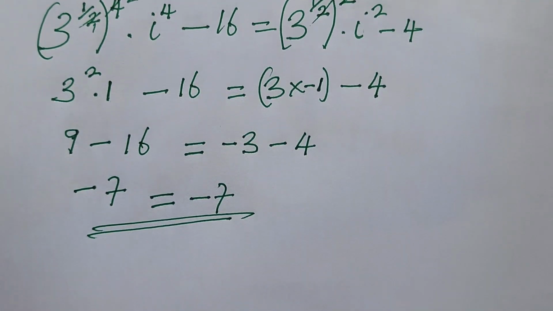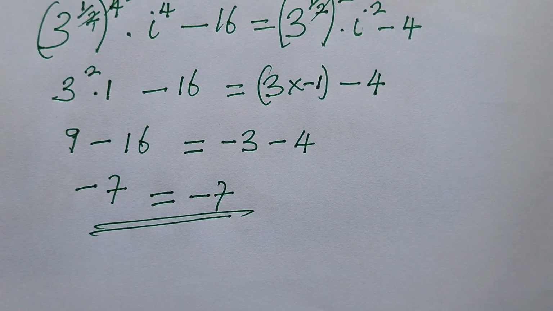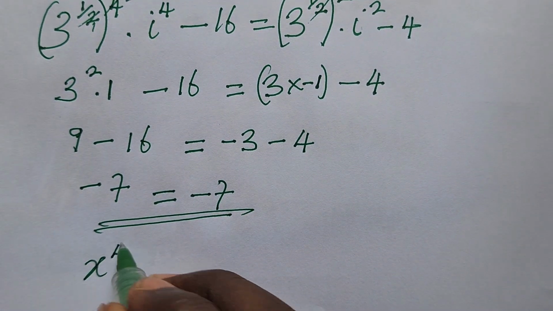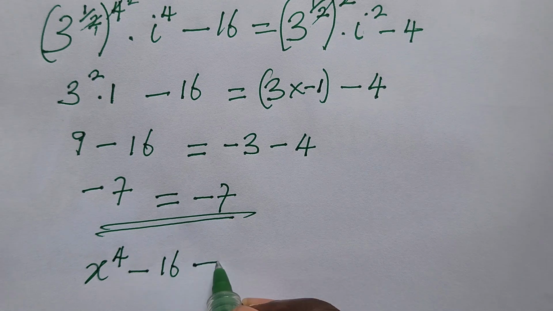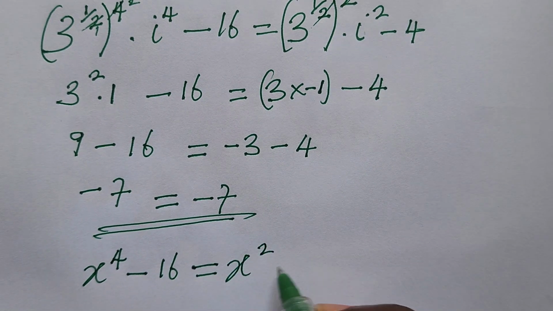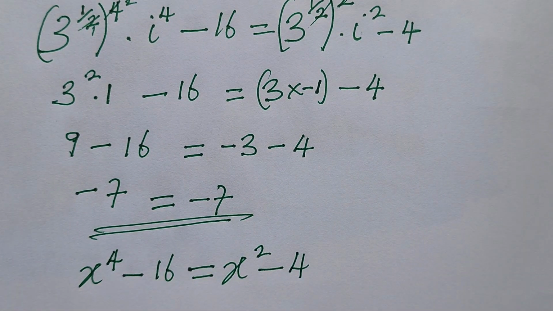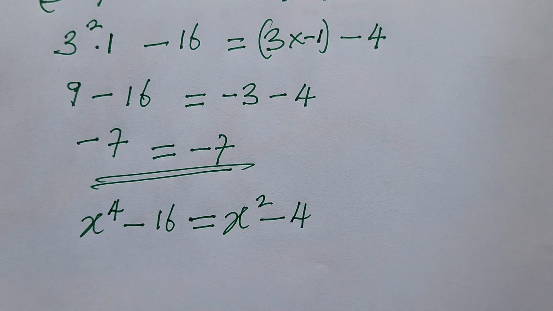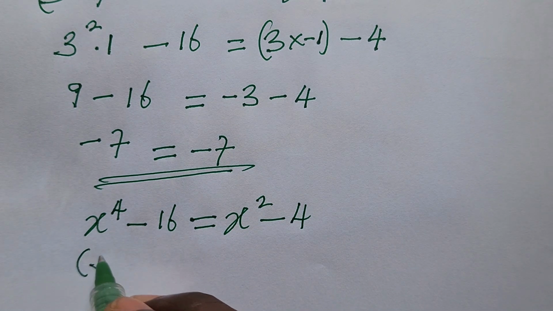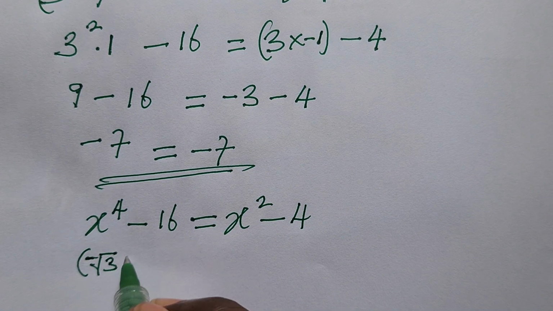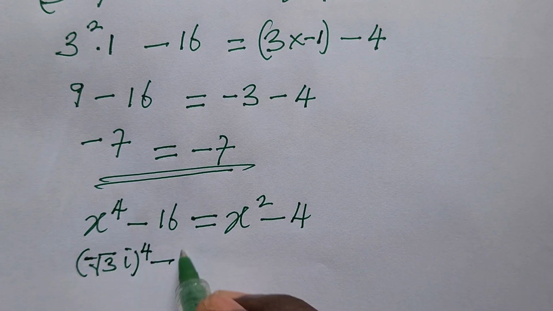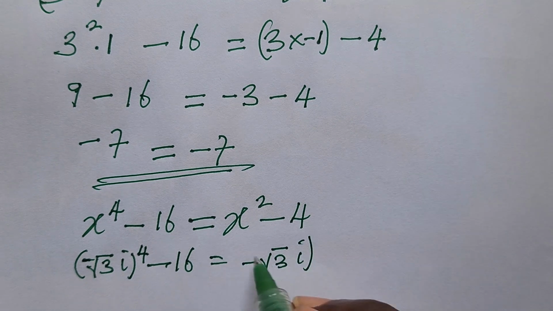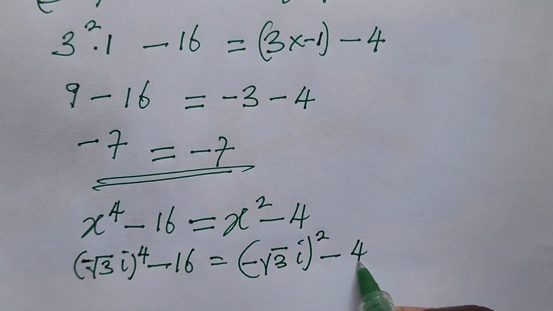All right, so let's take the last one, which is our minus root 3 iota. So we're going to have here x to the power of 4 minus 16 equal to x to the power of 2 minus 4. This is similar to the one we just did, but let's just go ahead and bring out all our values. So this is going to give us the bracket of square root of 3 iota all to the power of 4, then minus 16 equal to minus the square root of 3 iota, bracket close, all to the power of 2 minus 4.